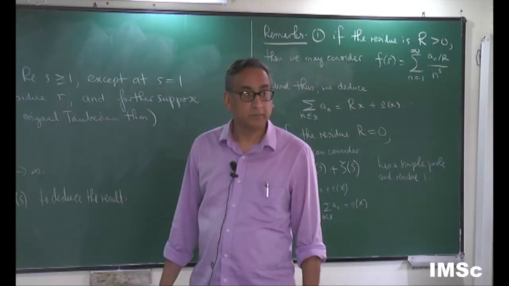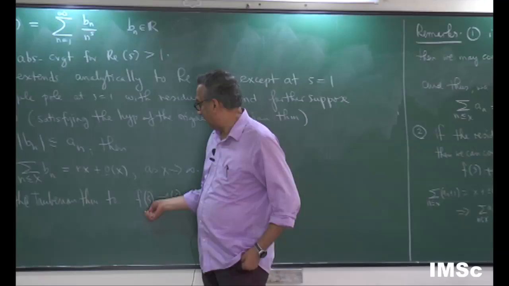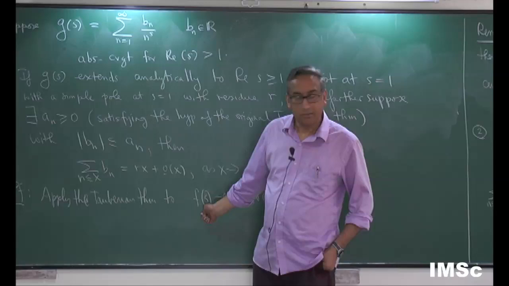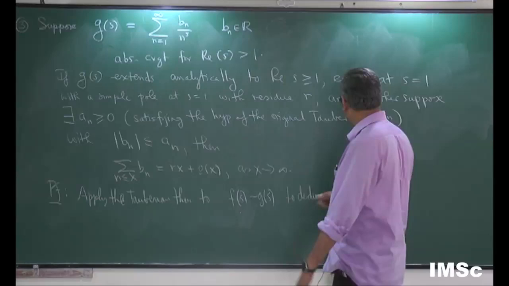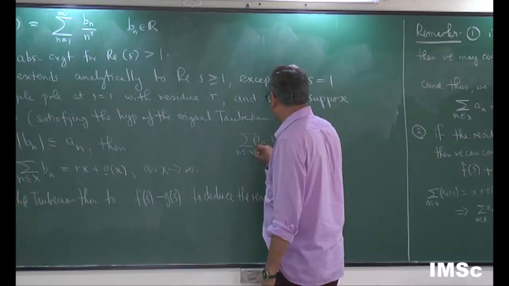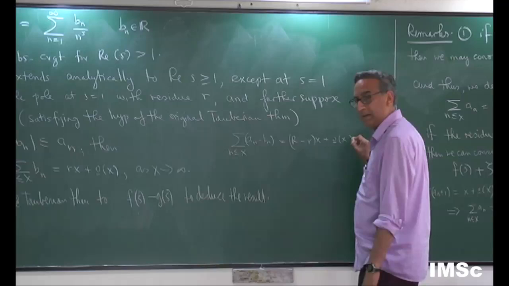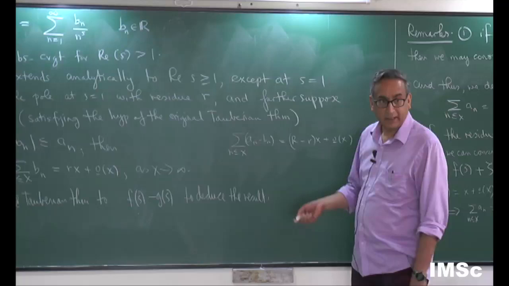The residue will be the capital R. So F of S satisfies the original Tauberian conditions. It has a residue capital R. G of S has a residue little r. Therefore, this silly thing has residue capital R minus little r, right? Apply the theorem, and you get summation An minus Bn, n less than x, equals R minus little r x plus little o of x. Correct? And now you know the summation An is R, so you subtract and you get the result. Okay, so that's that.